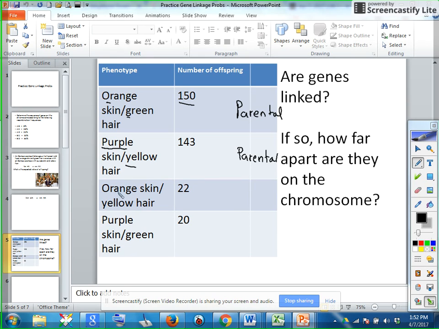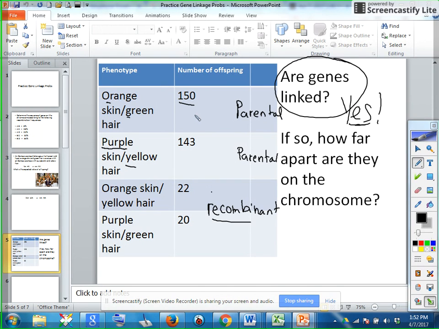So in this case, we have this dominant trait, and this recessive trait, and this recessive trait, and this dominant trait. We call these recombinant, because they don't look like the parents. Now, ask yourself, does this look like a 1 to 1 to 1 to 1 ratio? No, that's not 1 to 1 to 1 to 1. So this means that these genes are linked. Yes, these genes are linked. Why? Because we have the data from that particular type of cross, and we did not get the expected 1 to 1 to 1 to 1 ratio.